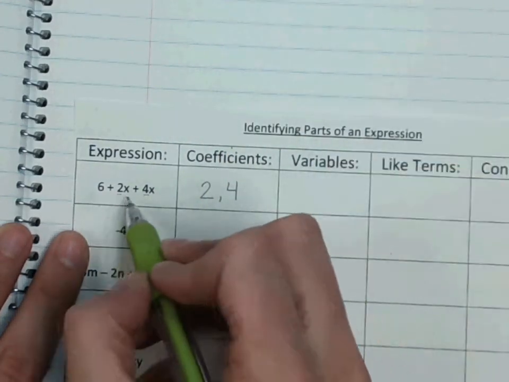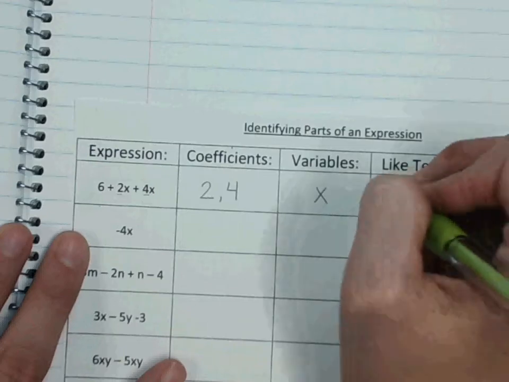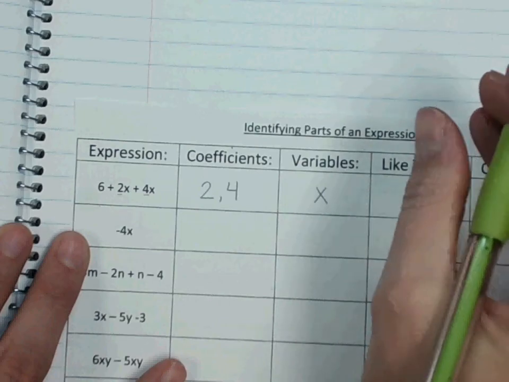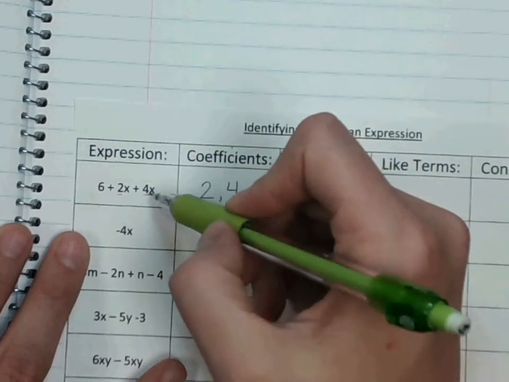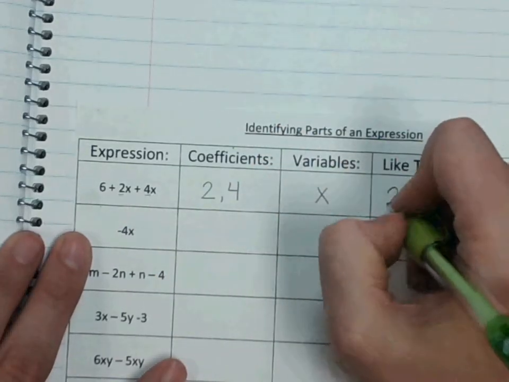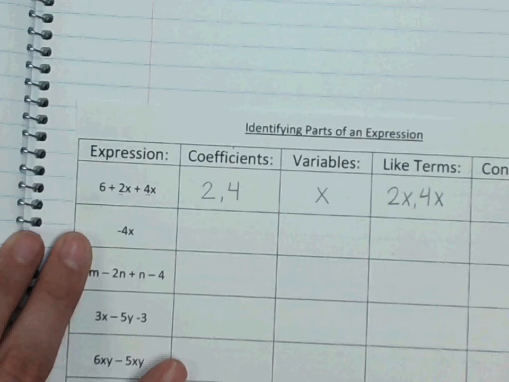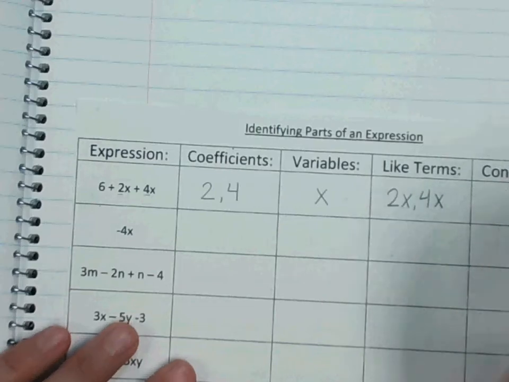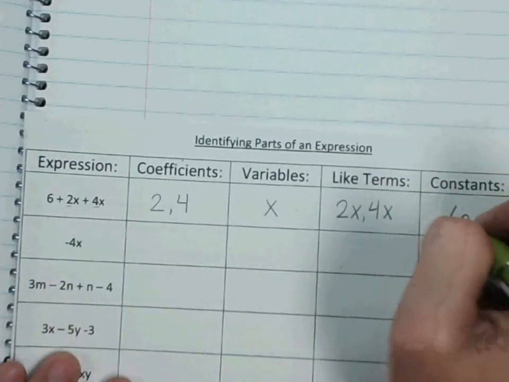Then variables. Variables are the letters. The only variable we have here is x. So I'm going to list x. Now, like terms is a new one. Like terms means that the term has the exact same variable and the same amount of variables. So this had an x, this had an x. So our 2 like terms are 2x and 4x. Okay. Now constants, remember, are numbers that stand alone. So the only number that stands alone without a variable would be 6.